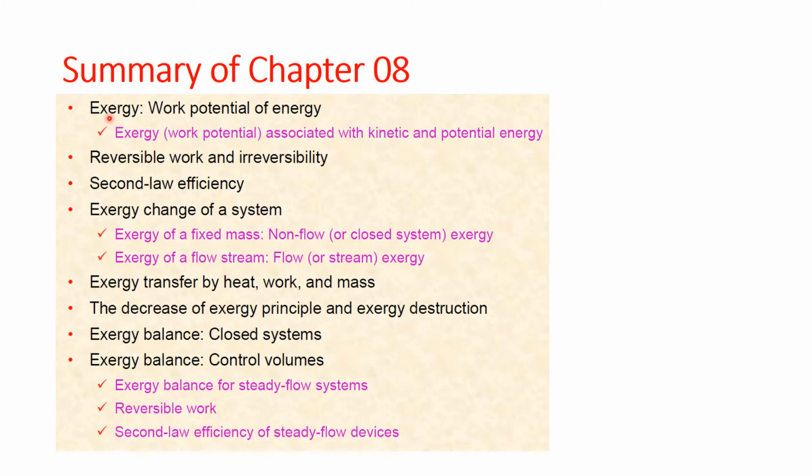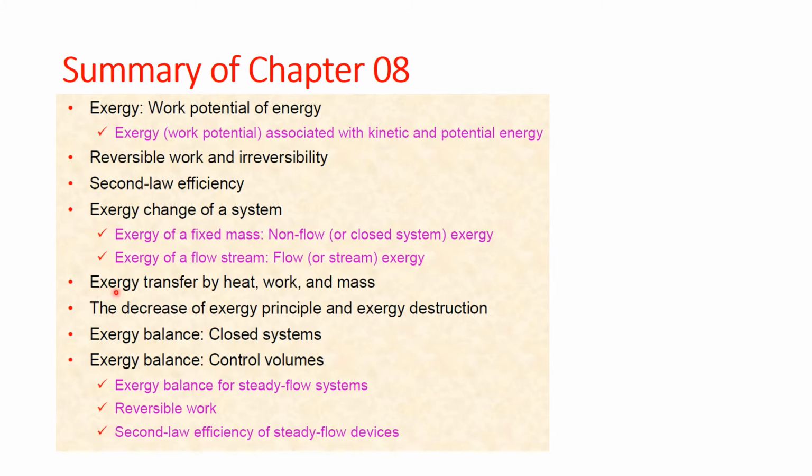And in chapter 8, you have seen what is exergy. It is the maximum work potential or maximum useful work you have. Okay, energy you have to do work. Exergy is the work potential associated with kinetic and potential energies. You have seen reversible work and irreversibilities, and the second law efficiency. Then exergy change of a system, exergy change for a fixed mass, which is a closed system, and exergy of a flow stream, which is an open system.